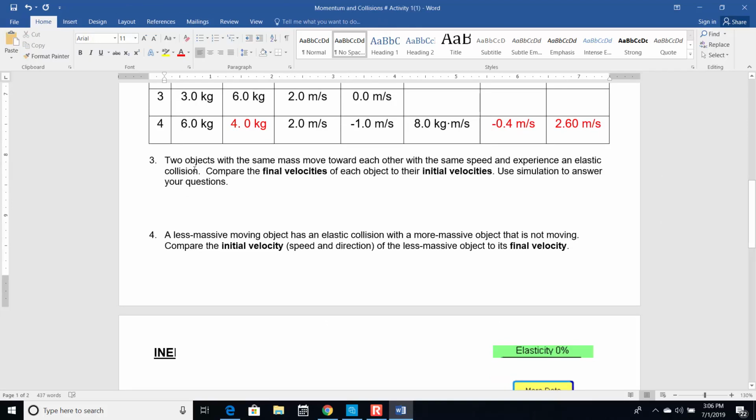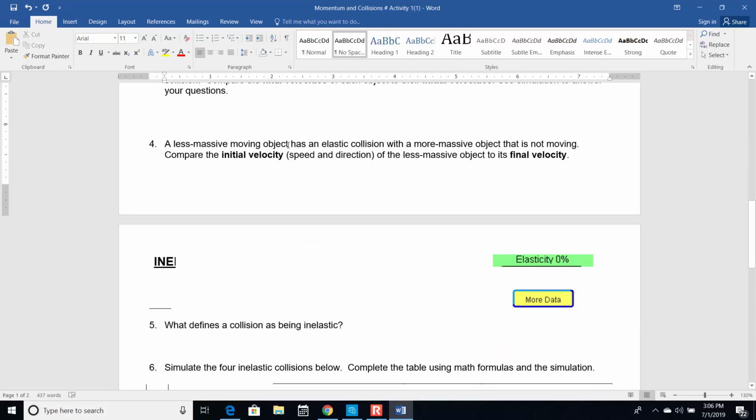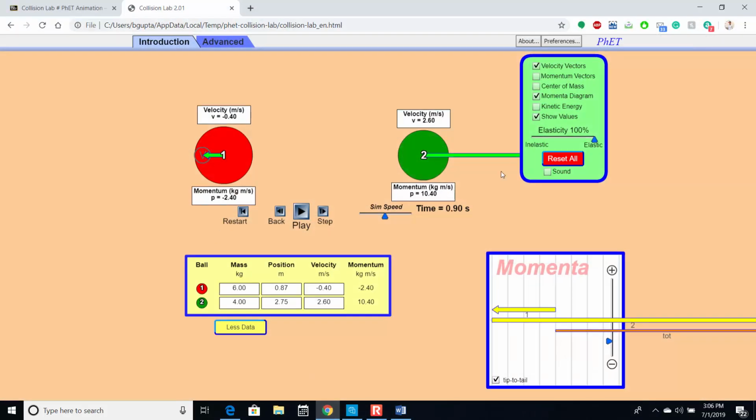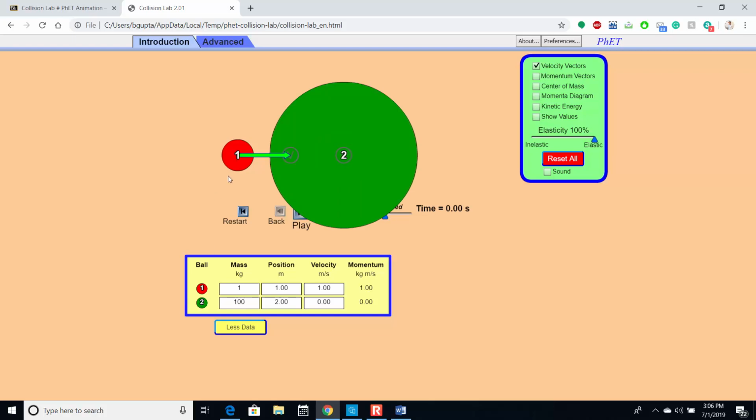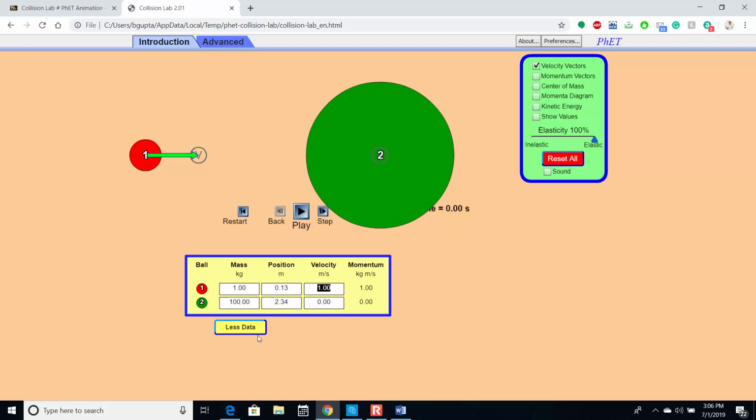And now, a less massive moving object has an elastic collision with a more massive object that is not moving. Compare the initial velocity. So what you have to do is reset everything here. It says a less massive object, so I'm making it 1 kilogram, and I'm making the other one 100 kilograms. Okay, and now let's say this is 1 meter per second. What happens now? Let me run the simulation.